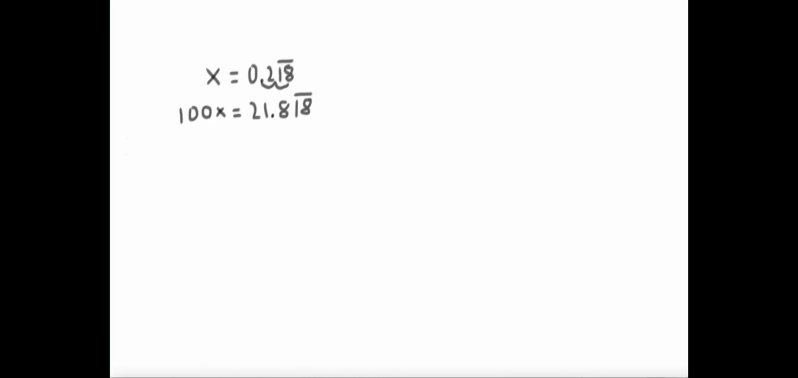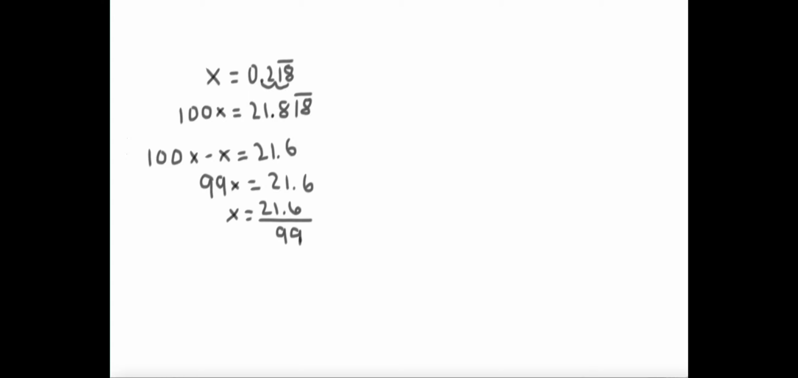21.8 minus 0.2 equals 21.6. So therefore, 100x minus x equals 21.6. From this, we can subtract 100x minus x, which would give us 99x equals 21.6. And finally, x equals 21.6 over 99. However, we want a fraction with the numerator and the denominator being integers, so we can multiply both by 10, which moves the decimal point 1 to the right. This leaves us with 216 over 990.